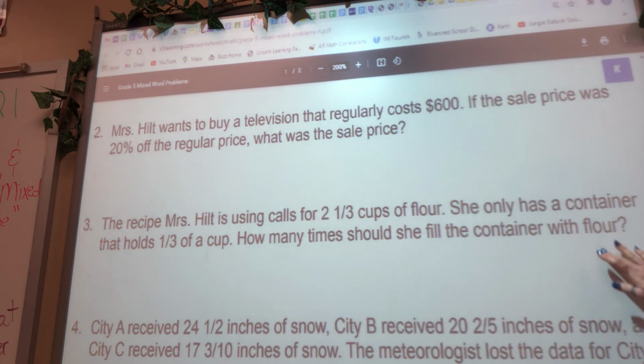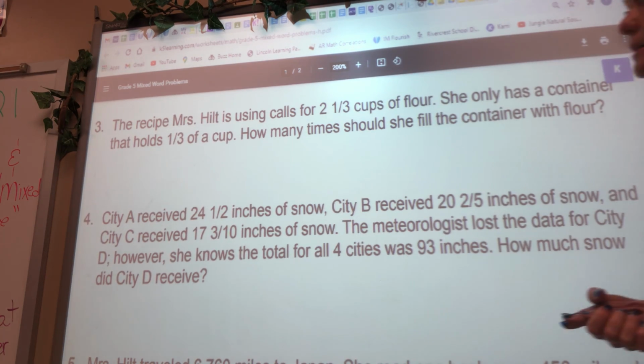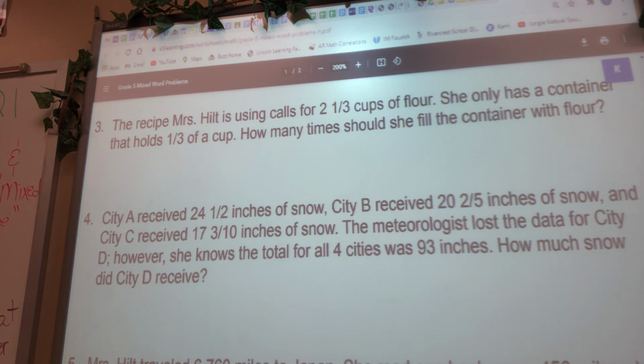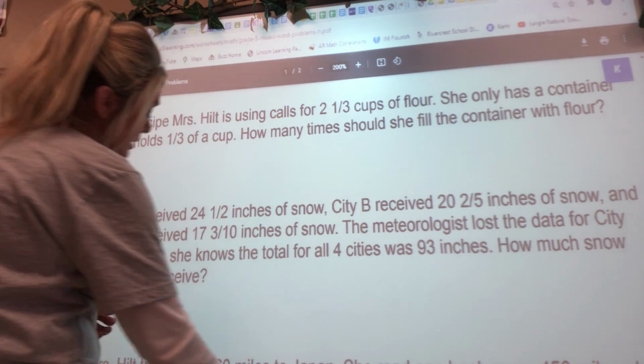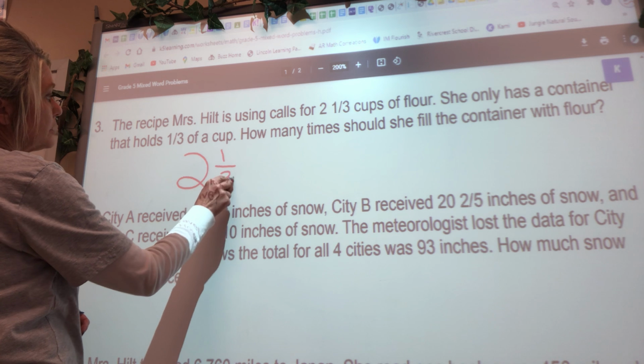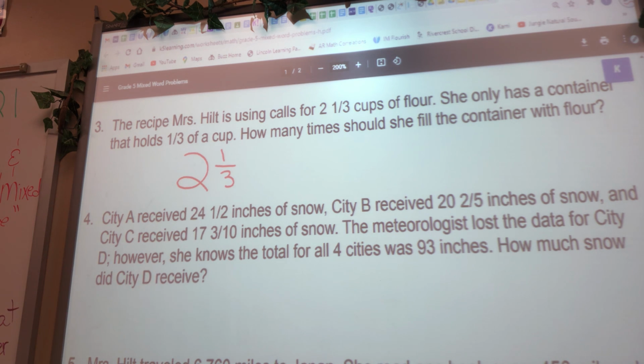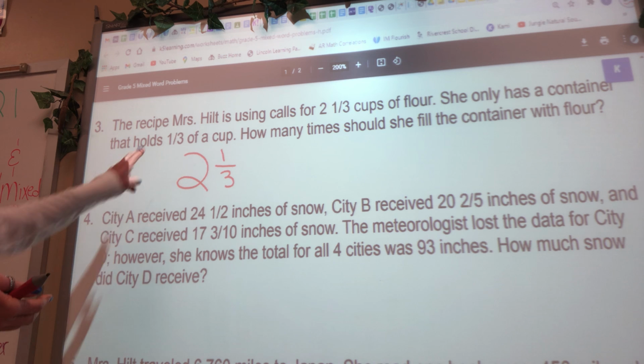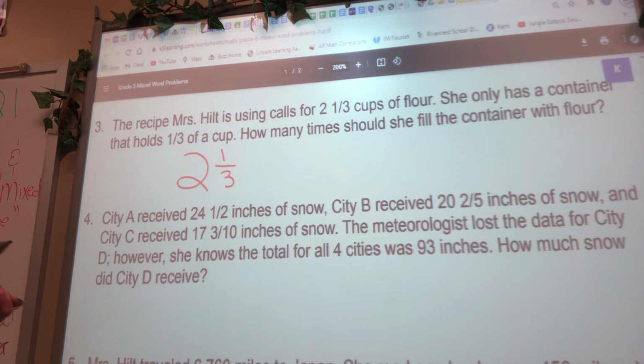Okay, on number 3. The recipe Miss Hilt is using calls for 2 1/3 cups of flour. She only has a container that holds 1/3 of a cup. How many times should she fill the container with flour? Okay. The recipe calls for 2 1/3 cups, but she can only measure it out as 1/3. So we need to know how many times she would have to do this.